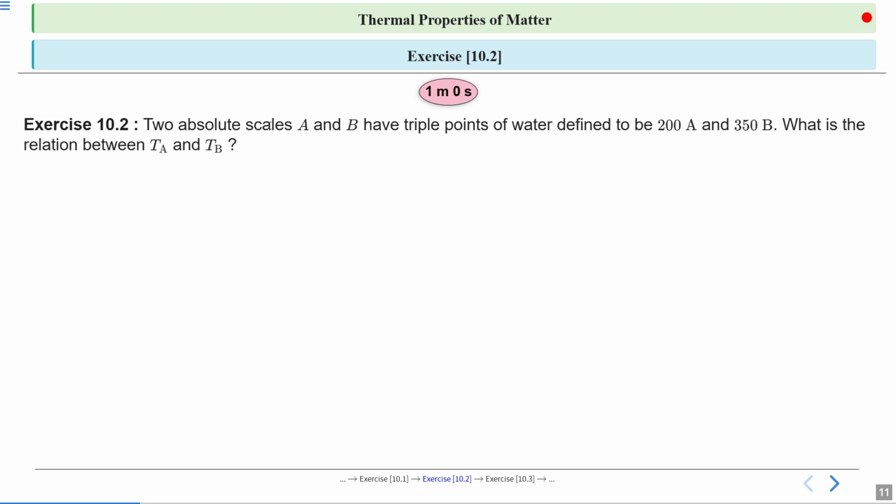Two absolute scales A and B have triple points of water defined to be 200 A and 350 B. What is the relation between TA and TB? So here you have to find out the relation between TA and TB. All right. Please solve this question. You have some time.